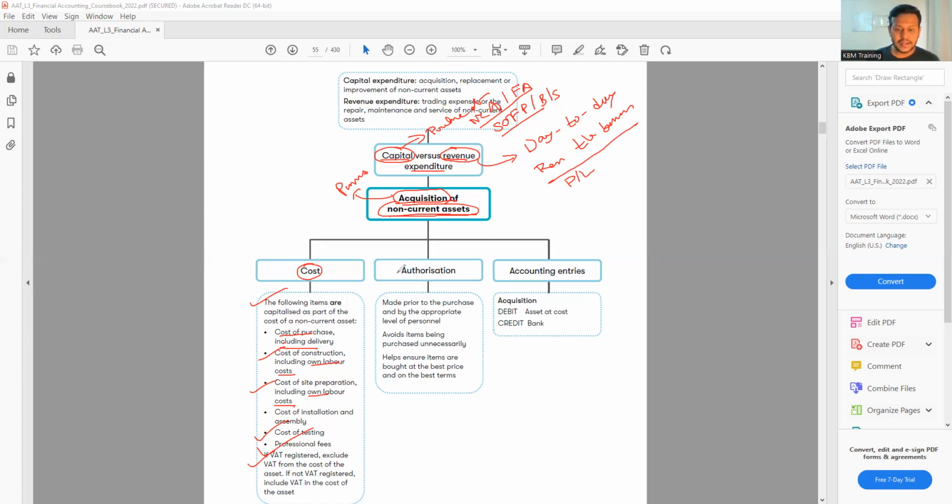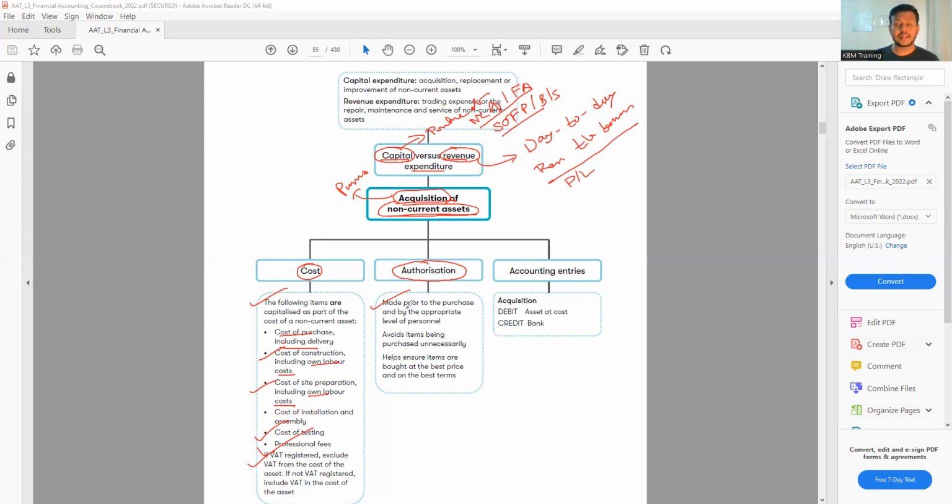The next point we have is authorization. It is made prior to the purchase and by the appropriate level of personnel. It helps avoid items being purchased unnecessarily, and helps ensure items are bought at the best price and on the best terms. The first one is that there is a person in charge of each different sort of purchase.